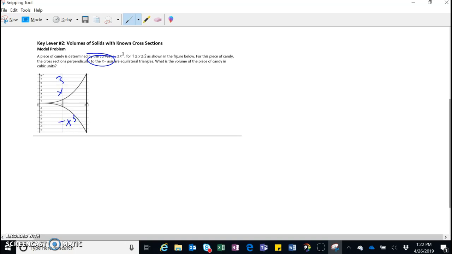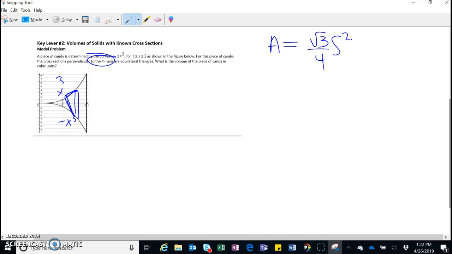So it's important that we distinguish that there are two curves here. And then I also want to make sure you understand that we're slicing this and using equilateral triangles to build this piece of candy. Something that we reviewed back in Unit 7 is that the area of an equilateral triangle can be found using the formula root 3 over 4 side squared. That's how I can find the area of one equilateral triangle.